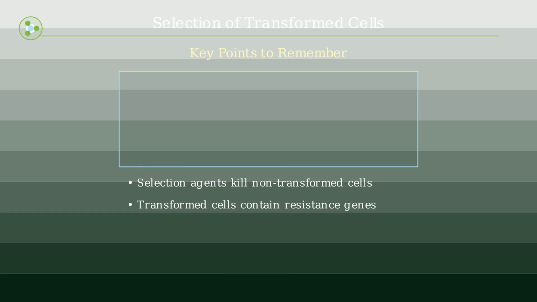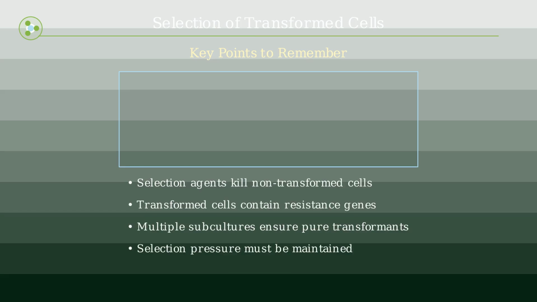To summarize the key points about selection, selection agents eliminate non-transformed cells while transformed cells with resistance genes survive. Multiple subcultures ensure pure transformants, and selection pressure must be maintained throughout the process.